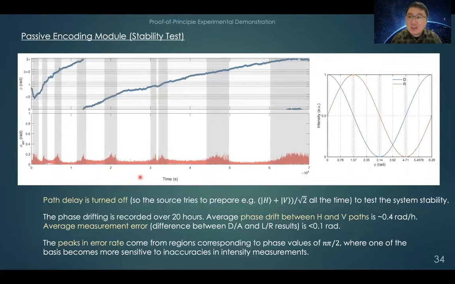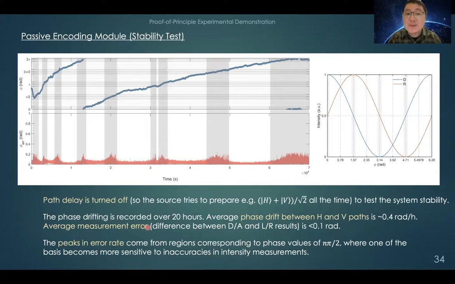And lastly, we also test the long-term stability of the passive encoding module. Here, we turn off the path delay, so there's no random phase between the pulses, and we are just preparing H plus V all the time. And that state is slowly drifting over time. We measure it over 20 hours, and we see that the average phase drift is about 0.4 radian per hour, which is very slow. It means that this drift is negligible within 1 pulse or between neighboring pulses.